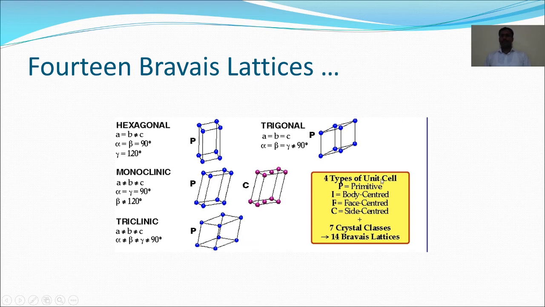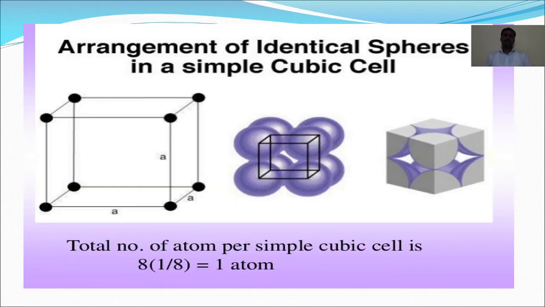So there are 4 types of unit cell. P, primitive, that is called simple. I, body centered. F, face centered, and C, side centered. So 7 crystal systems are grouped into 14 Bravais lattices.